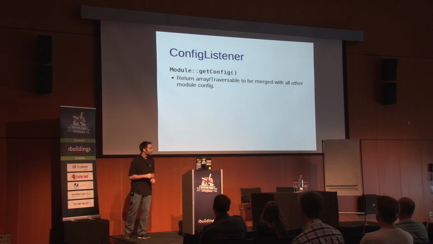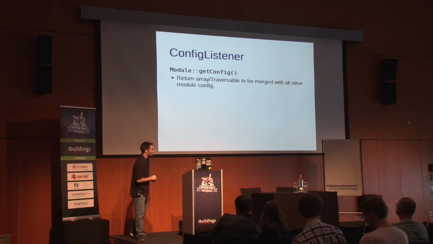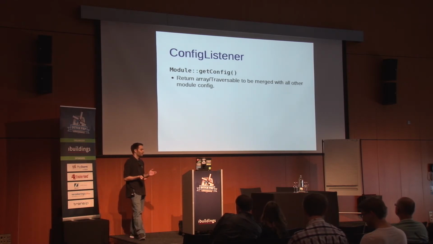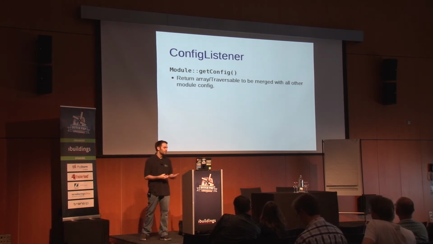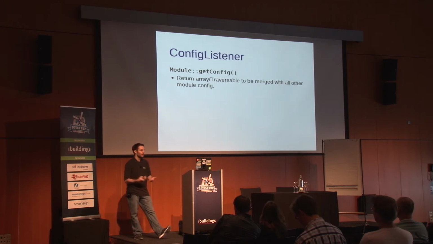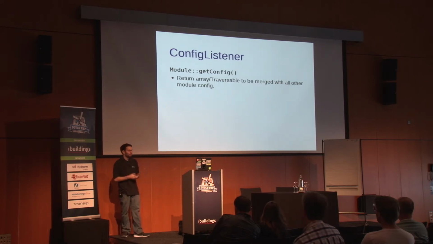The config listener is arguably the most complicated one, but also, in my opinion, the coolest one. All it's really doing initially is checking for a get config method in your module, and you are just returning an array from your get config method, or a traversable object. So you can use Zend config and load from an ini file or a YAML file. I typically just include that module.config.php and return the value from that. But that's all the framework actually cares about: what you return from get config needs to be an array or traversable. How you actually get that is entirely up to you.